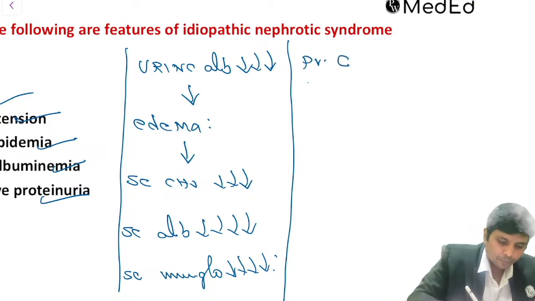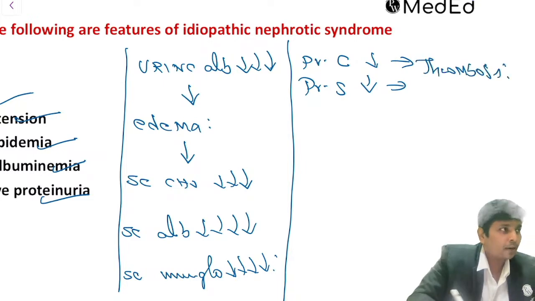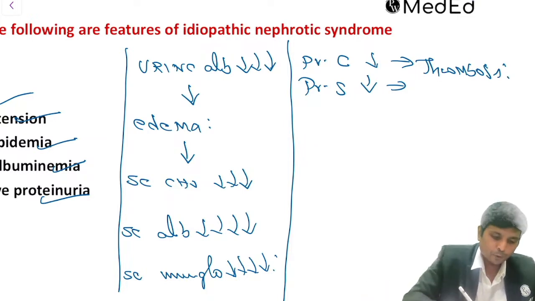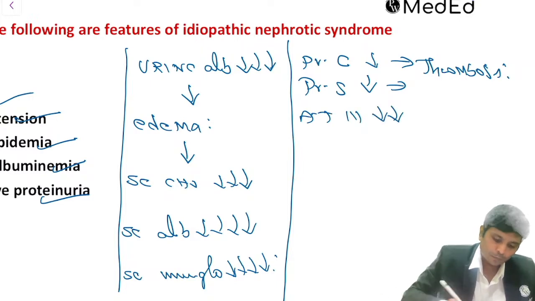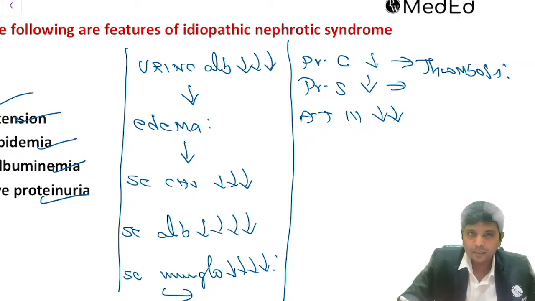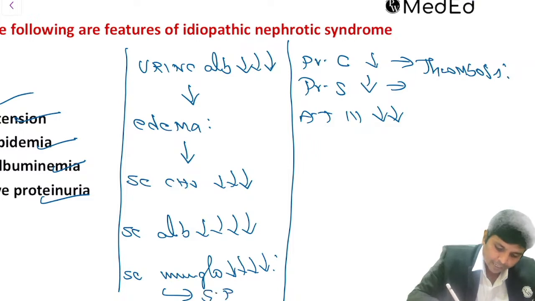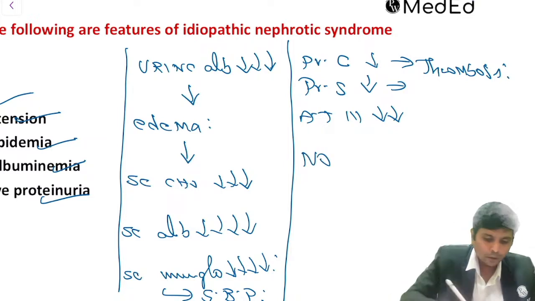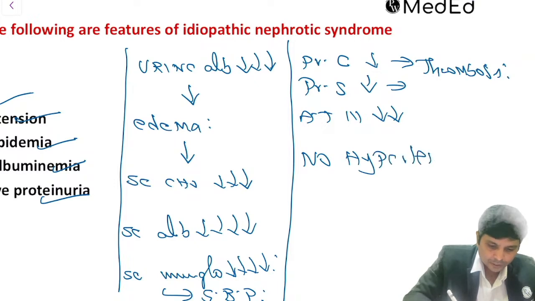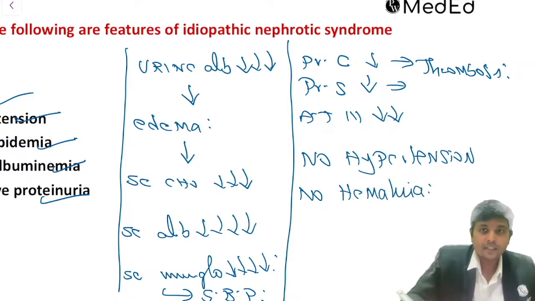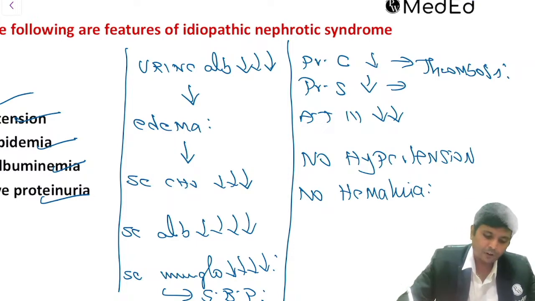Your protein C, protein S will all be low, as a result of which the child is prone to thrombosis, as well as antithrombin 3 will be lost. Because of wastage of immunoglobulin in the urine, the child is prone to spontaneous bacterial peritonitis. There is no hypertension in minimal change disease, and there is no hematuria. Hematuria and hypertension are features of nephritic syndrome rather than nephrotic syndrome.